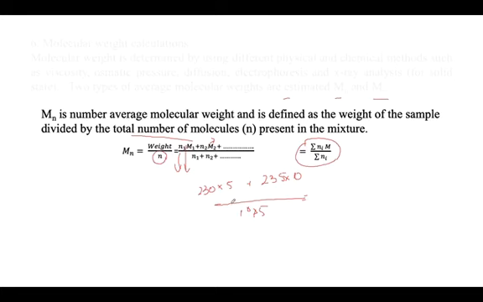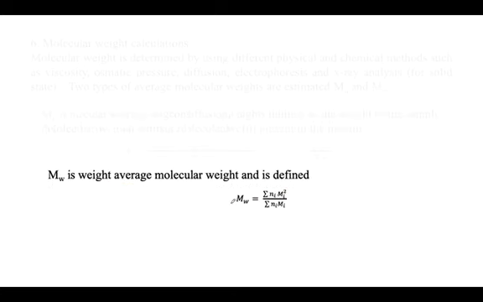Then the second one is weight average molecular weight. When we say weight average molecular weight, in that case we will say that the average of the molecular weights. In this case we have Mw equal to the summation of, and definitely n1 is the number of molecules having M1 molecular weight, and n2 is the number of molecules having M2 molecular weight.